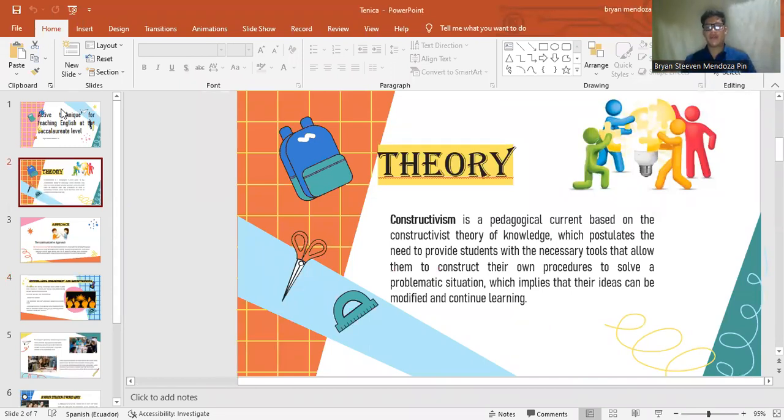It's a pedagogical current based on the constructivism theory of knowledge, which postulates the need to provide students with the necessary tools that allow them to construct their own procedures to solve a problematic situation, in which their ideas can be modified and they continue learning. Okay. Well, the focus is constructivism. So the students always need to think to construct their own ideas.